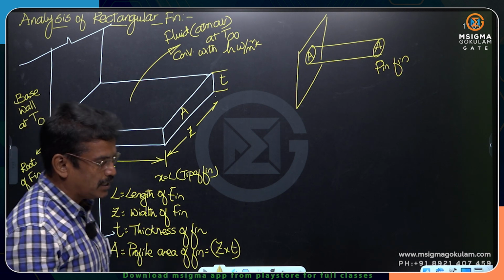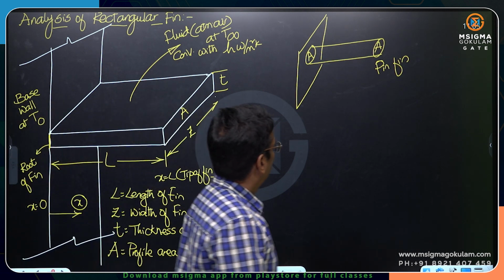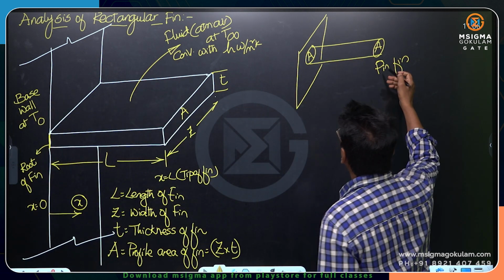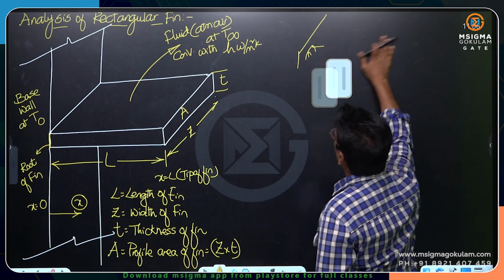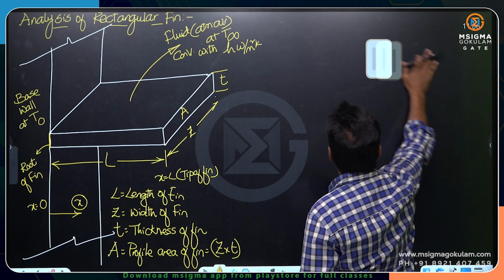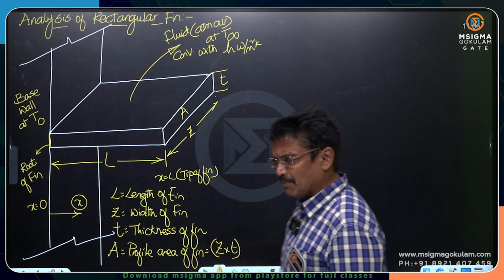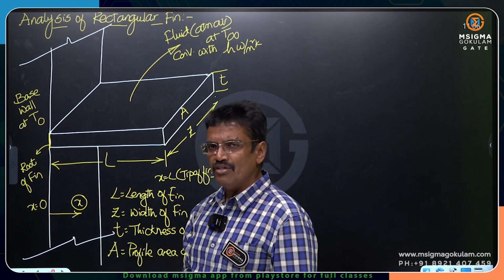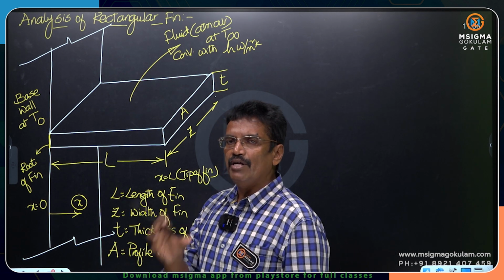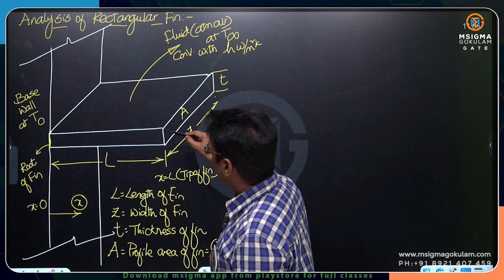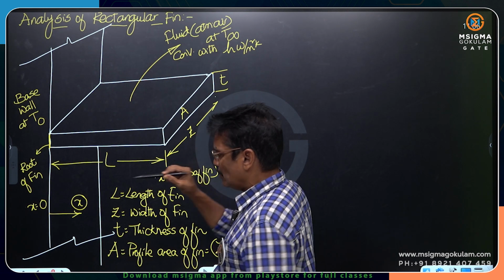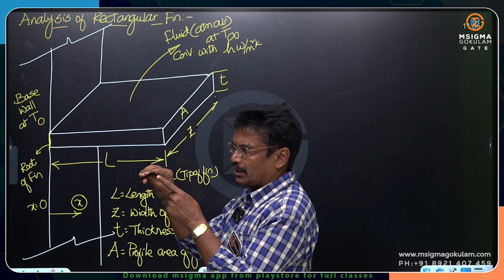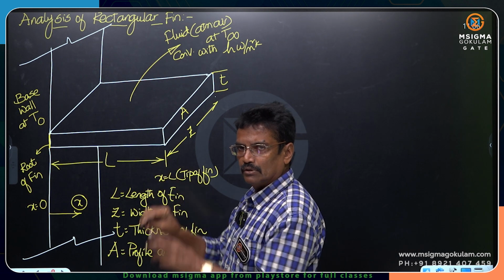In this analysis, the pin fin is circular in cross section. In fact, the rectangular fin and pin fin have the same analysis, but the cross sectional area will be different. In the rectangular fin, the profile area will be the cross section. If it is a pin fin, the area of cross section will be circular.